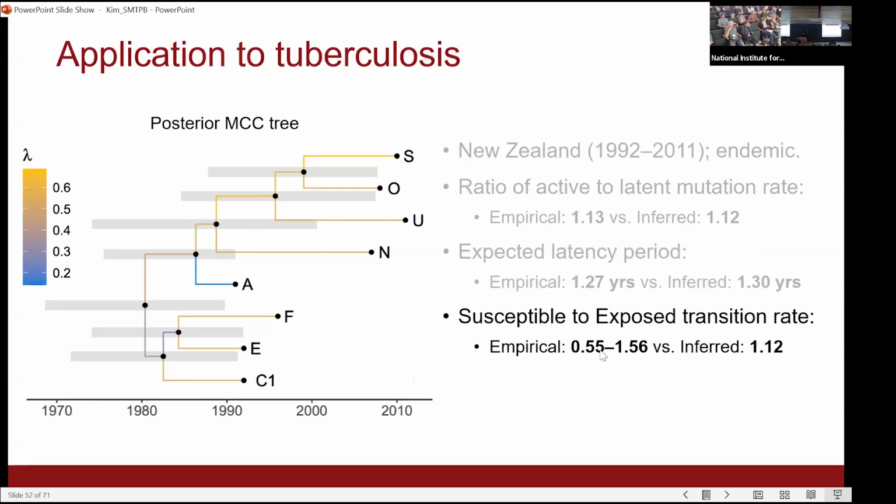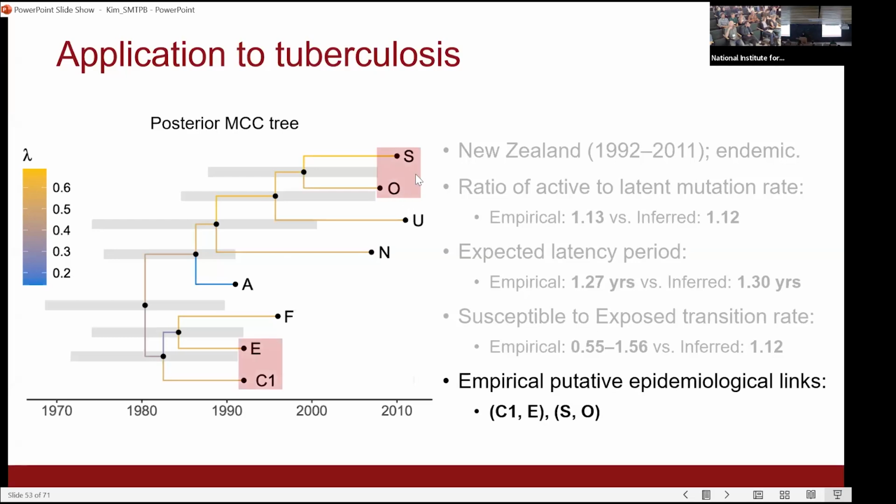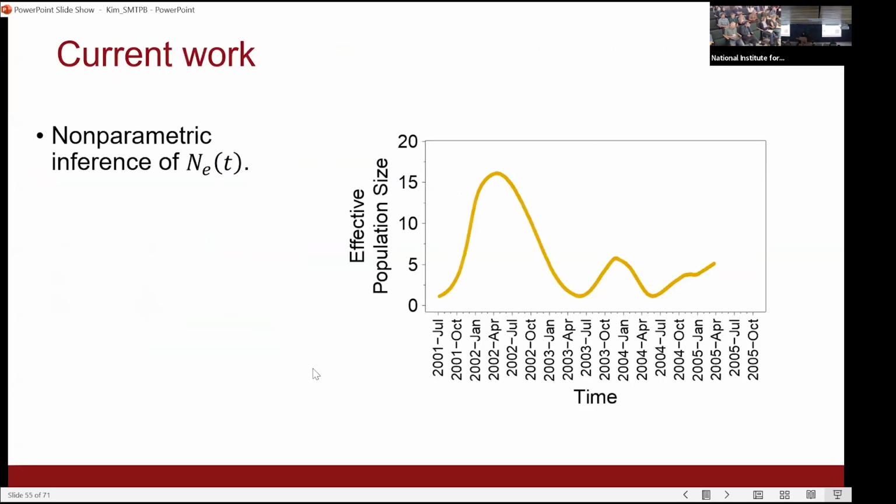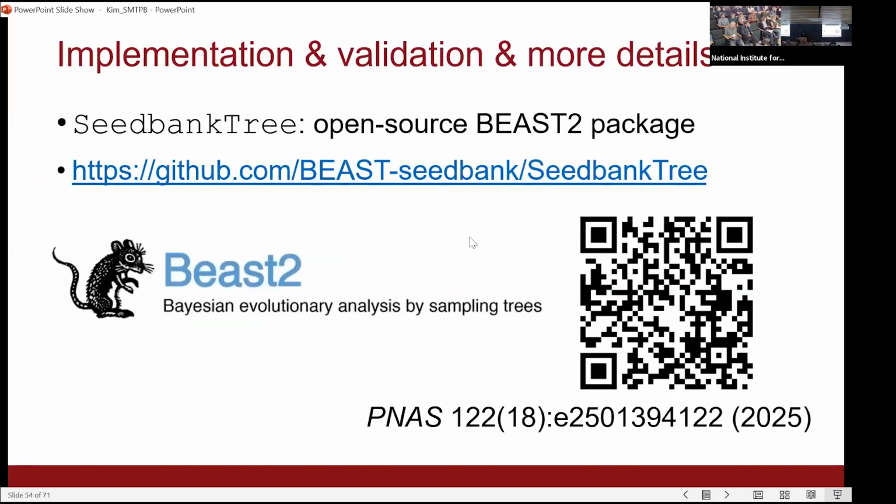For the S to E transition rate, if we fit the compartment model, there's some range in empirical papers, and our posterior mean is within that range. The paper also reported some putative epidemiological links, and our MCC tree also recovers those links. We also implemented this as an open source package. It just got published in PNAS if you want to see more detail.